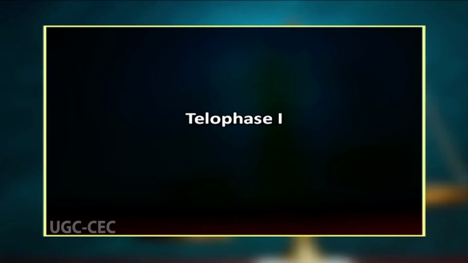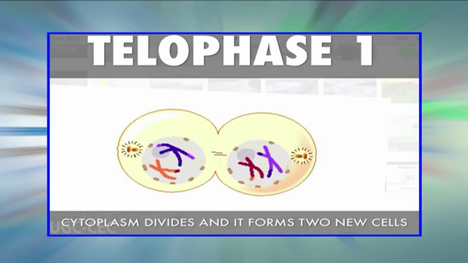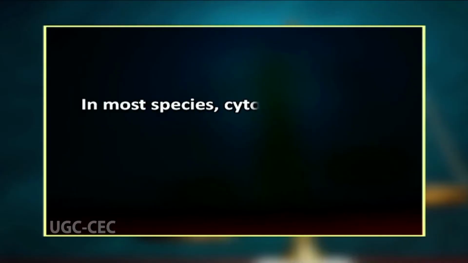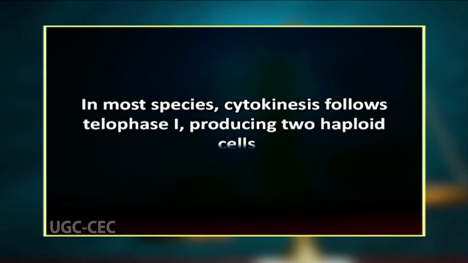Now, the telophase first. In telophase first, the dyads complete their migration to opposite poles of the cell and the spindle disassembles. In some species, but not all, new nuclear envelopes form around each haploid grouping. In most species, cytokinesis follows telophase first, producing two haploid cells.